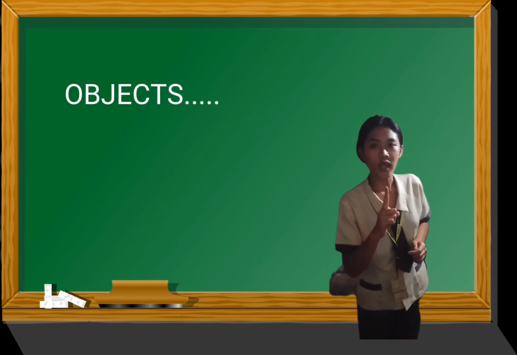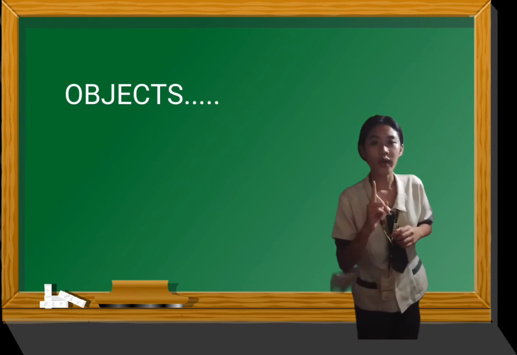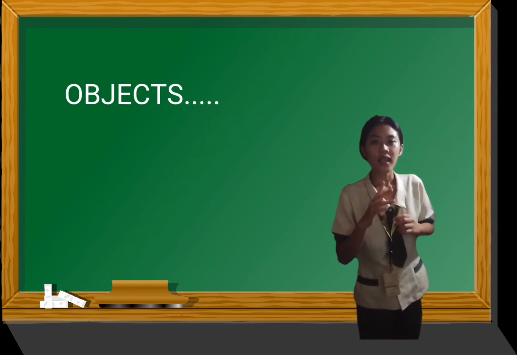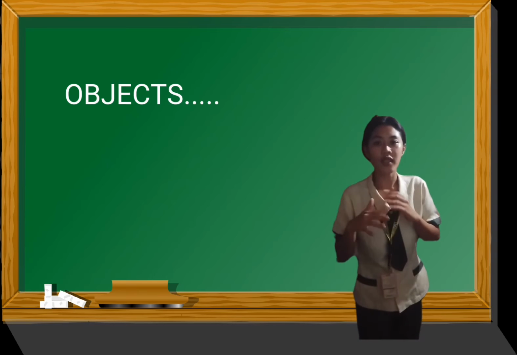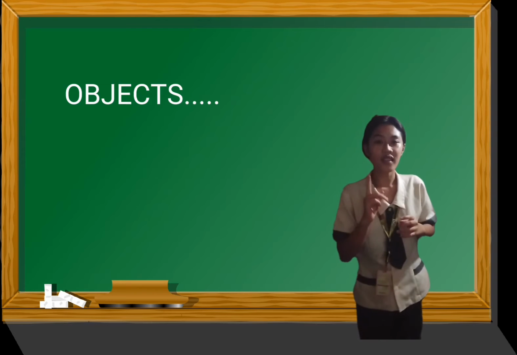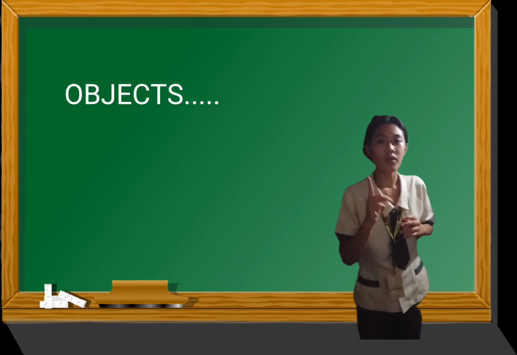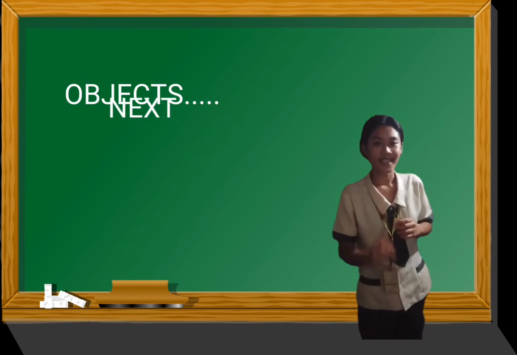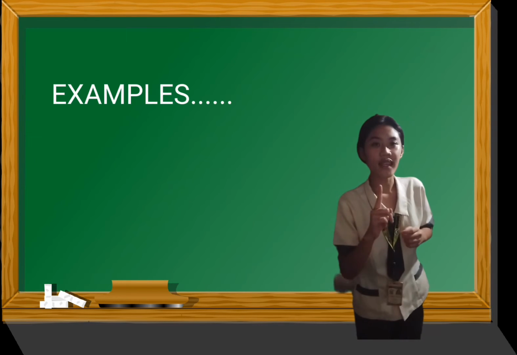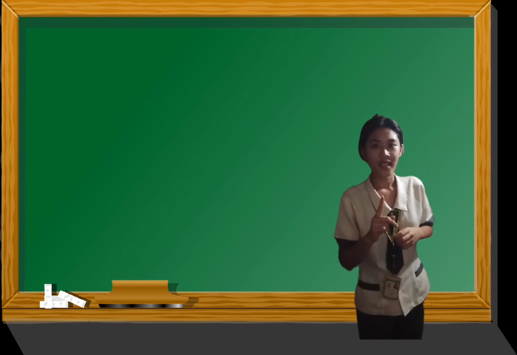Next are the objects, because using real objects or realia as a visual aid can stimulate the students' interest, curiosity, and participation during the teaching-learning process. Besides that, bringing real objects or realia can help make a conducive atmosphere in the class. Next are the examples. Through examples, we can easily understand the content.